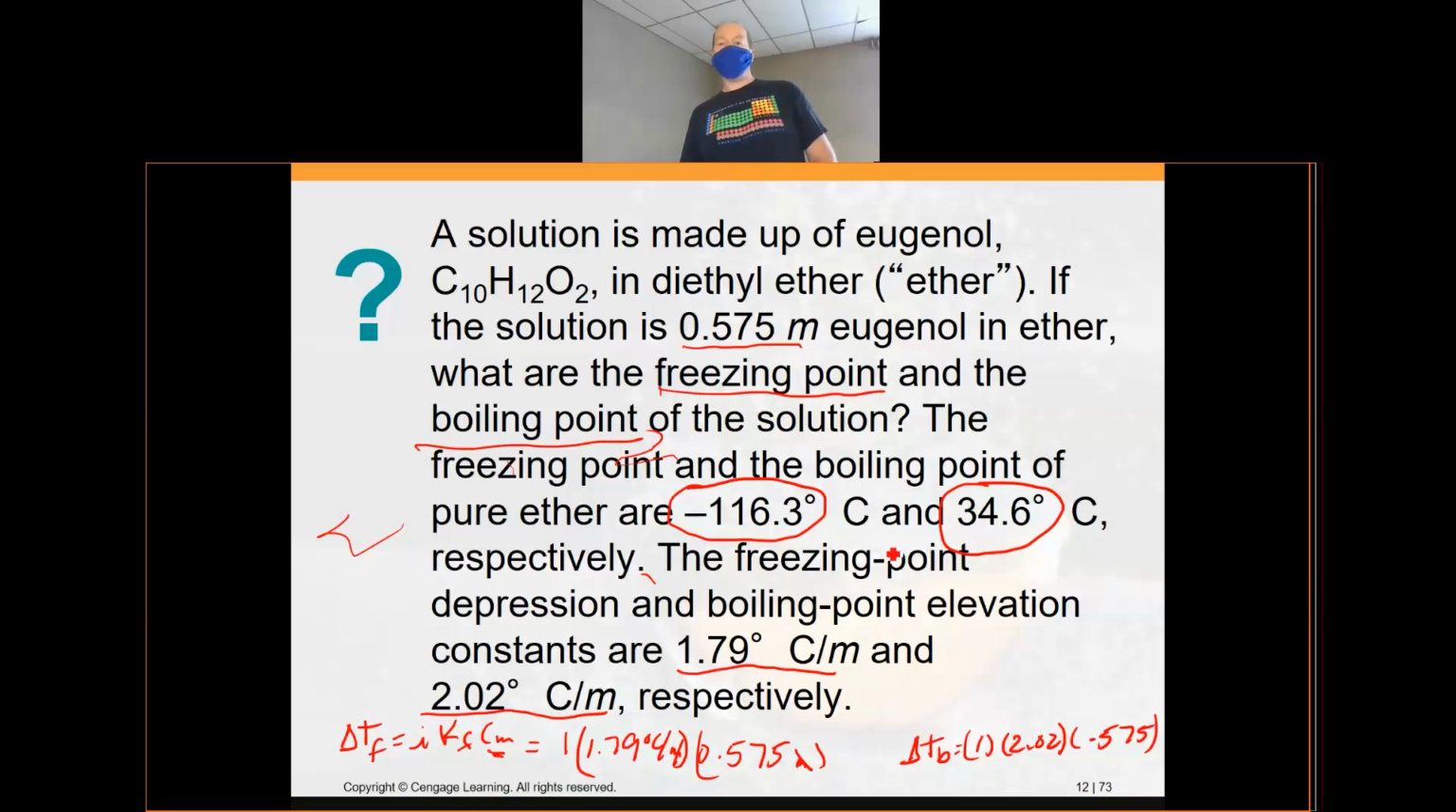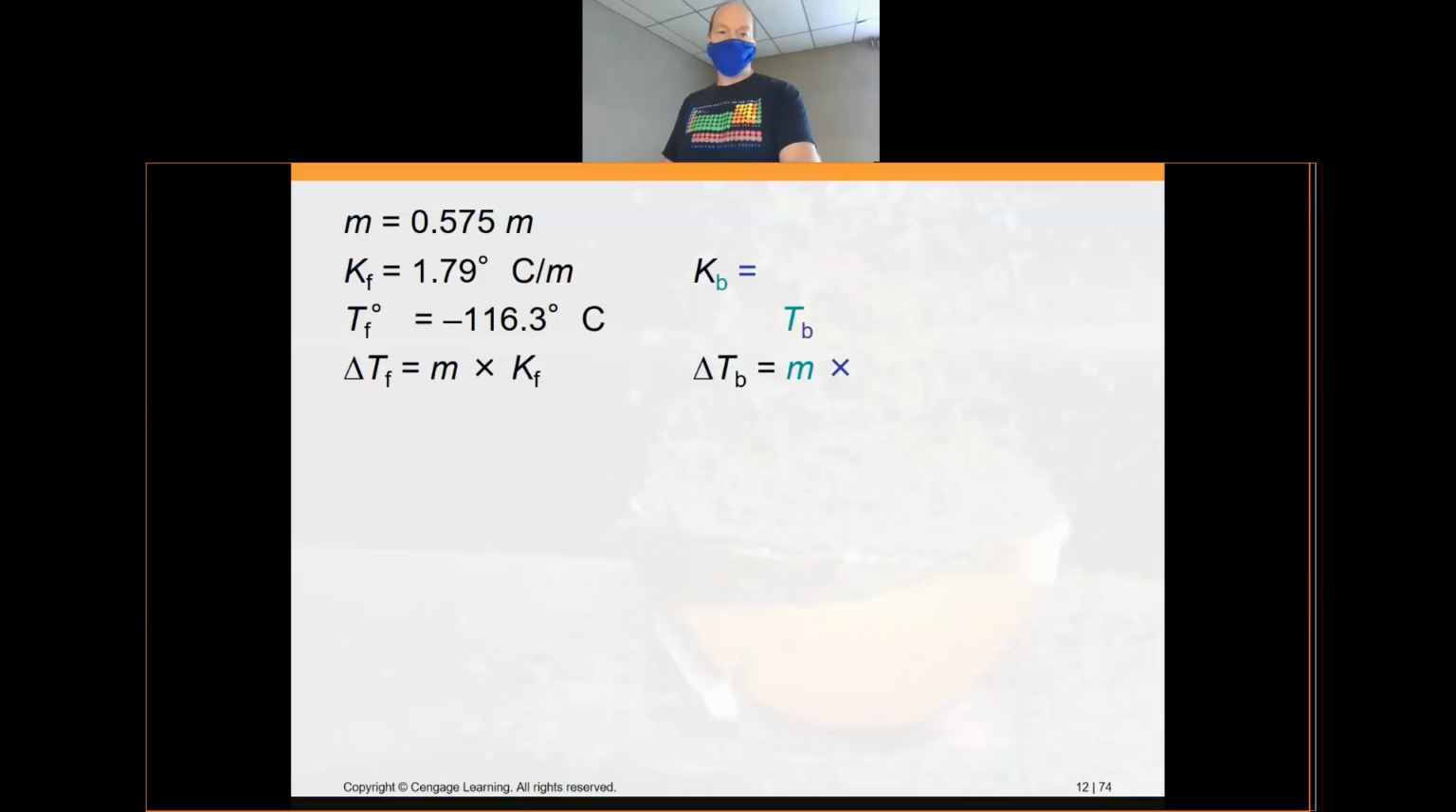If you say the boiling point of the solution is your delta T sub B, that is wrong. That is how much it went up. So you add that to the 34.6. So make sure you're answering the question. They're not asking for the amount that the freezing point came down. They're not asking for the amount the boiling point went up. They're asking for the freezing point and the boiling point.